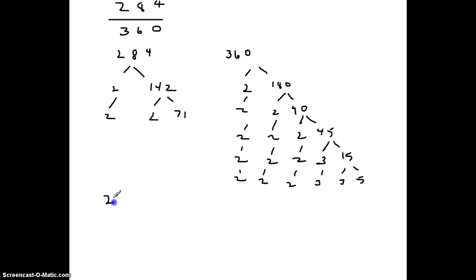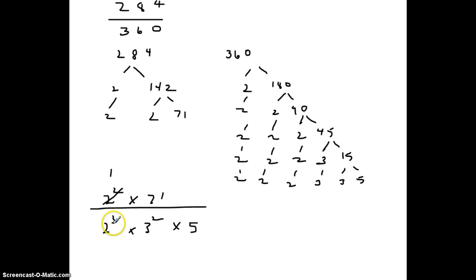284 was 2 to the second times 71, and 360 was 2 to the third times 3 to the second times 5. So we notice we have 2 factors of 2 on the numerator, 3 factors of 2 on the denominator. So if I cancel 2 factors of 2, that leaves 2 to the second divided by 2 to the second, which is 1 on the numerator.